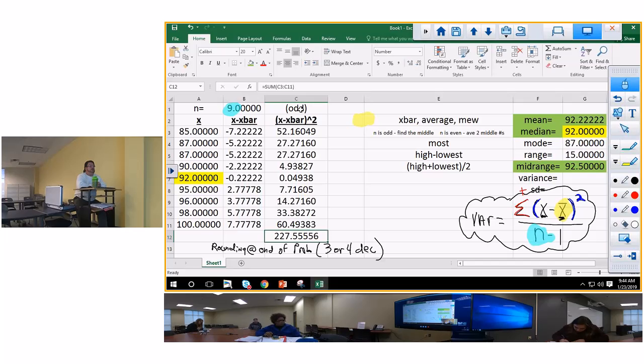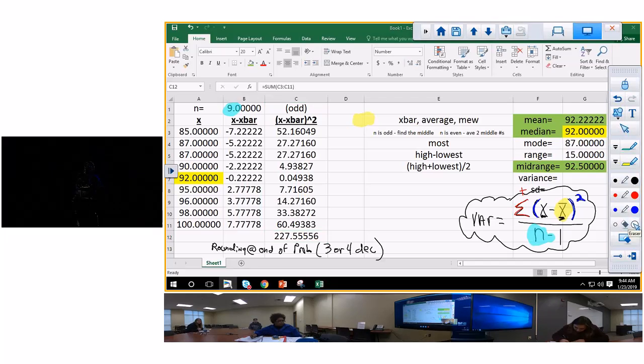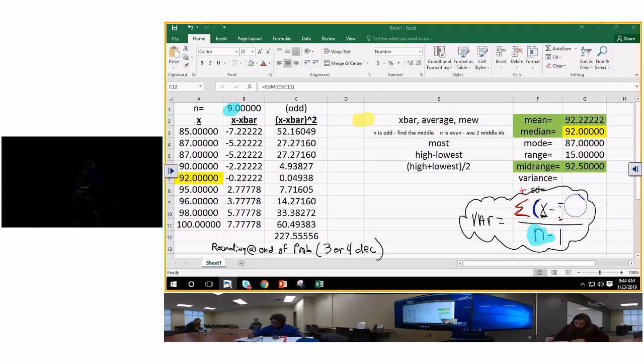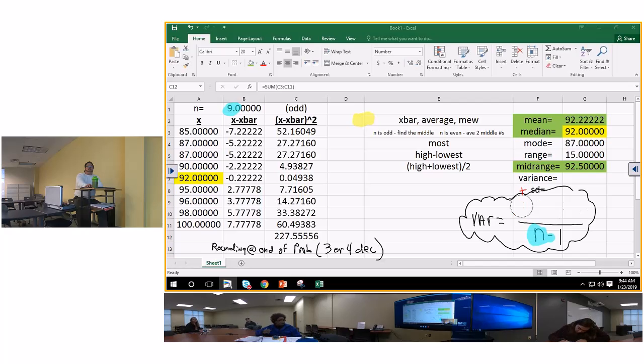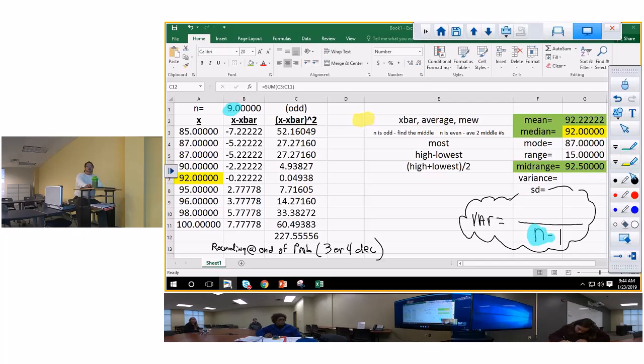Well, I'm going to go over here, and I'm going to take my eraser, and I'm going to erase this right here. Why? Because now I've got my numerator. My numerator now is what? 227 point what?